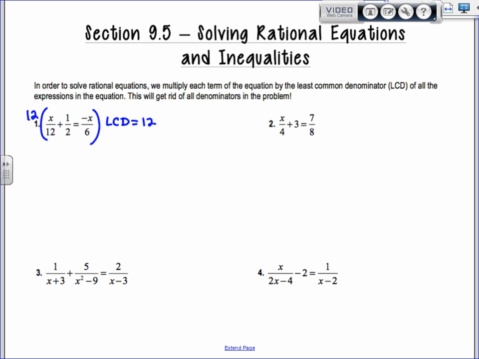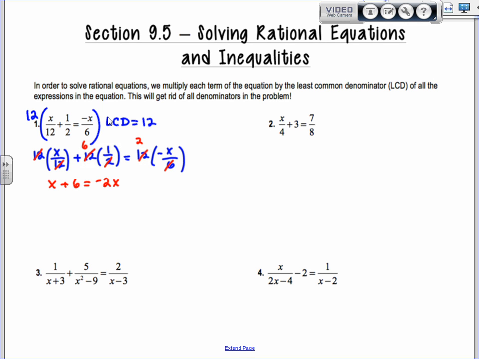So I shortcut it a lot, and I just do parentheses around all of it, and I multiply by 12. What this means is every term is now being multiplied by 12. So when I have 12 on top and 12 on the bottom, they reduce out, so I'm left with an x. Then I have 12 and 2, so I reduce and I get a 6. So I have plus 6. Then 12 and 6 reduce and I get a 2, so I have negative 2x.